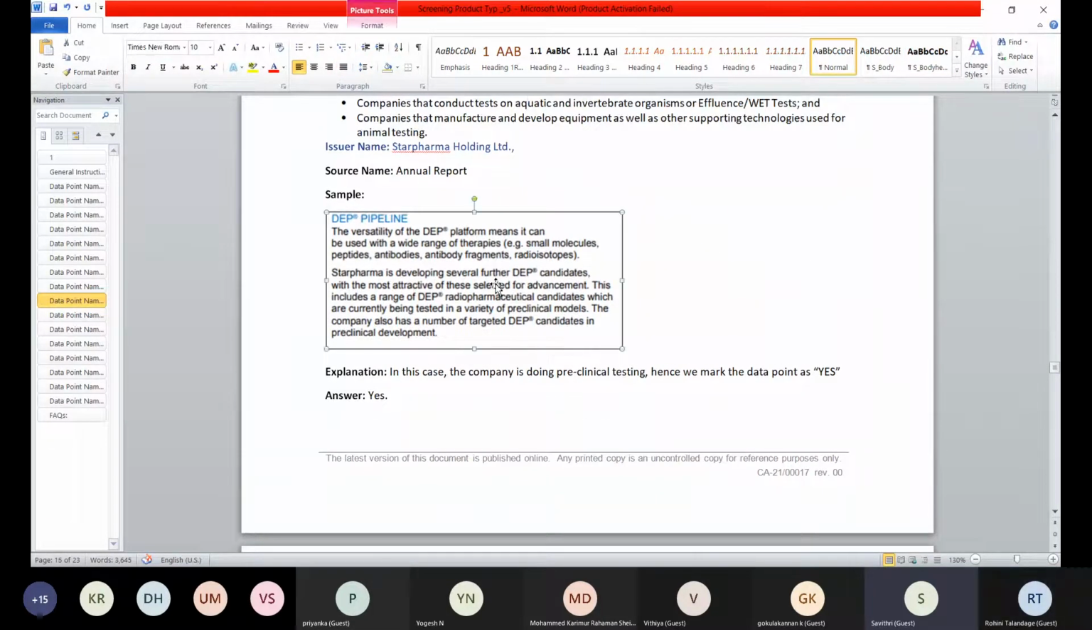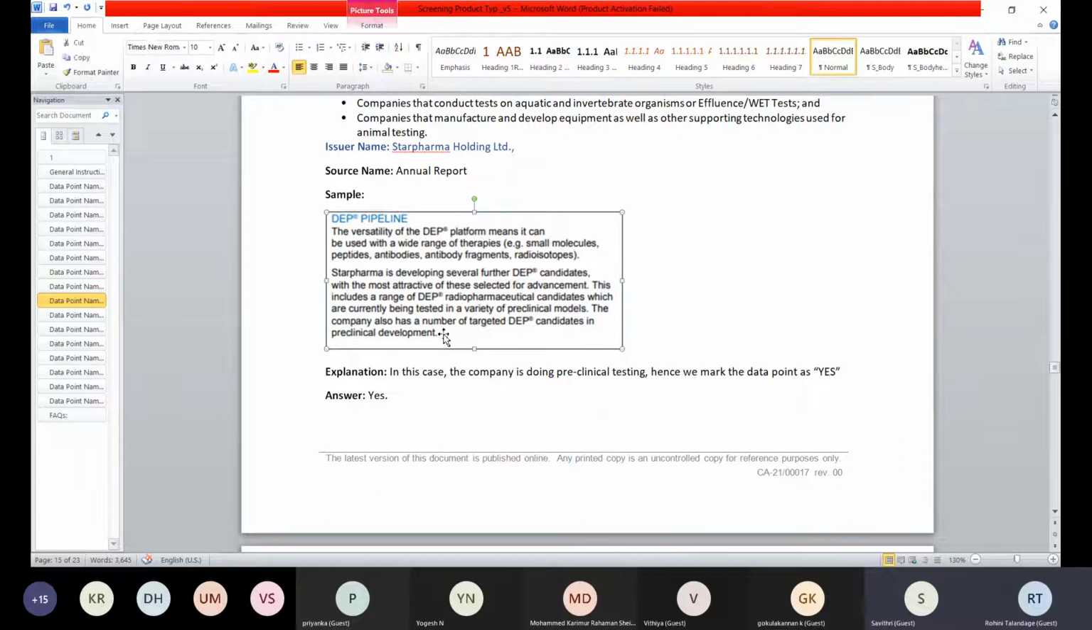Now, here we have one snap, like this is a range of information. Here you can see they are saying Star Pharma is developing several further DP candidates with the most attractive of these selected. This includes a range of DP radiopharmaceutical candidates which are currently being tested in a variety of preclinical models. So we have one keyword, preclinical testing, also.